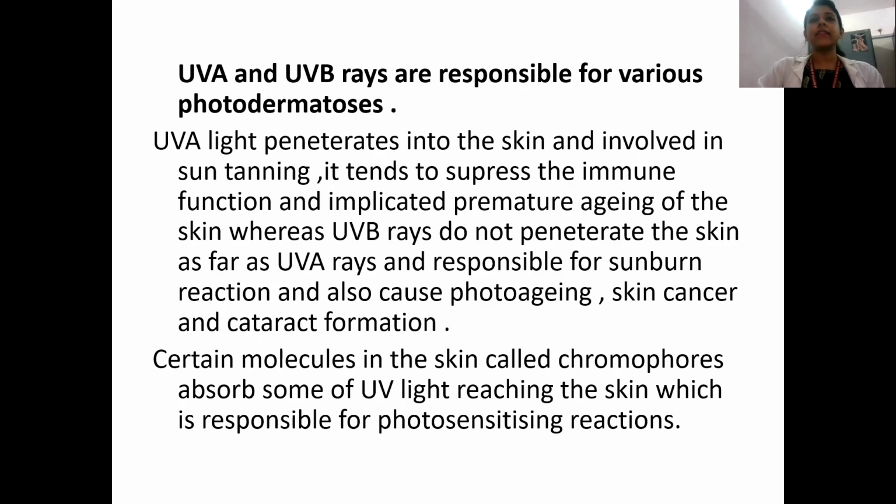UVA light penetrates into the skin and is involved in sun tanning. It tends to suppress the immune function and is implicated in premature aging of the skin. Whereas UVB rays do not penetrate the skin as far as UVA rays and are responsible for sunburn reaction and can also cause photoaging, skin cancer, as well as cataract. Certain molecules in skin called chromophores absorb UV light from the sun which reaches the skin, and this is responsible for photosensitizing reactions.